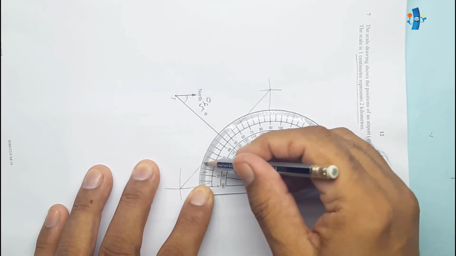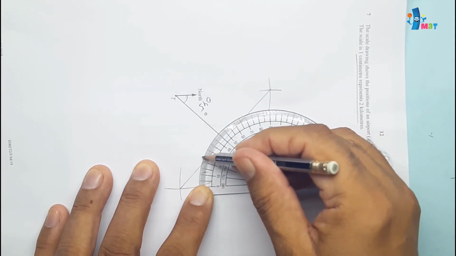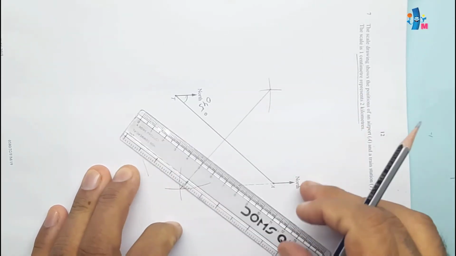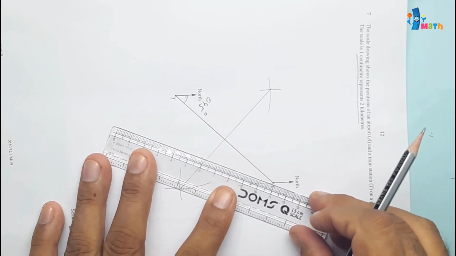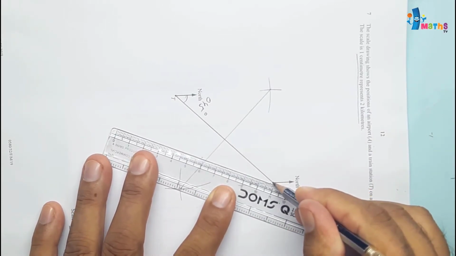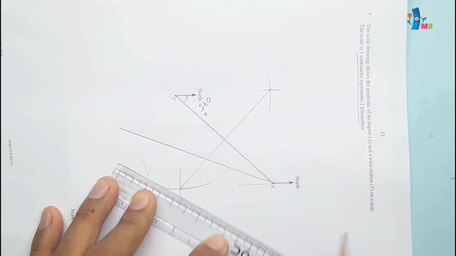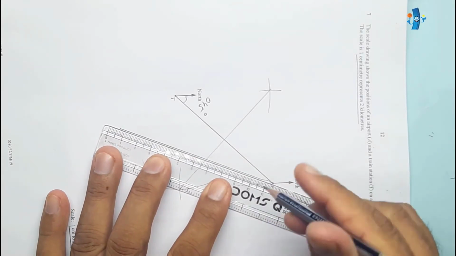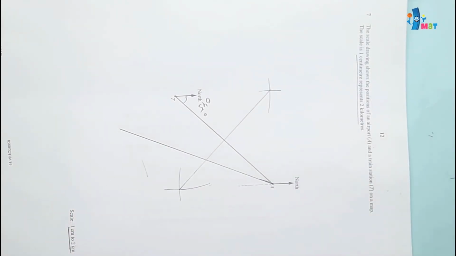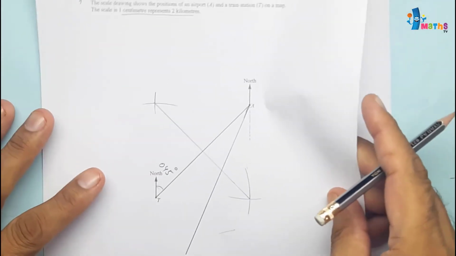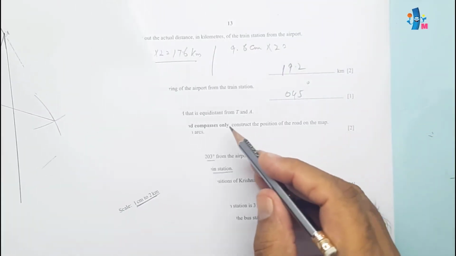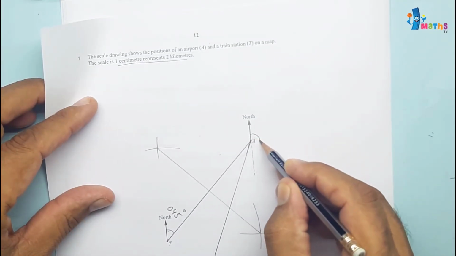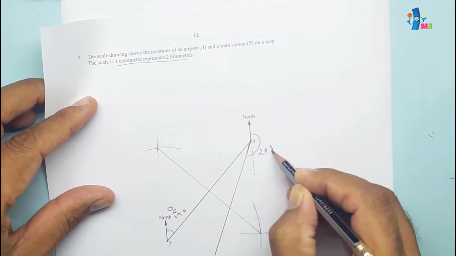So 20, 21, 22, 23 up to this one. And we can draw the line from here. So this is the bearing of 23. Okay, so this total bearing is 203. So this bearing will be 203 degrees.